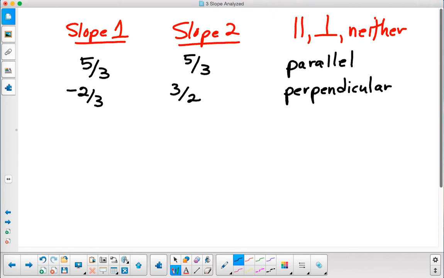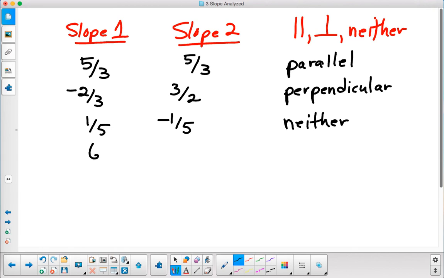A slope of 1/5 and a slope of -1/5. Now this is an example that would be neither parallel nor perpendicular. They're not the same because one's positive, one's negative. So they're not parallel. But they're not reciprocals and opposite signs because that's what you need for perpendicular, so they're not perpendicular. This would be a neither. They're not parallel, they're not perpendicular, they're going to cross, but not make a 90-degree angle.